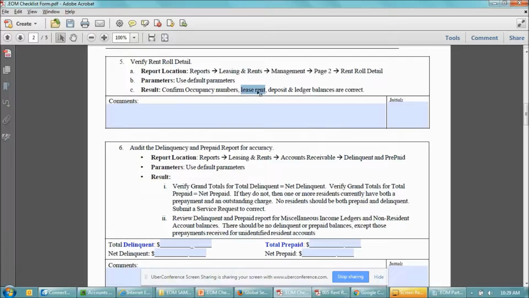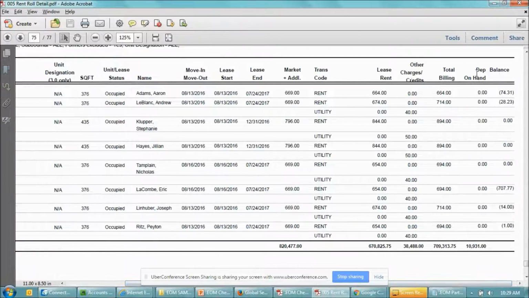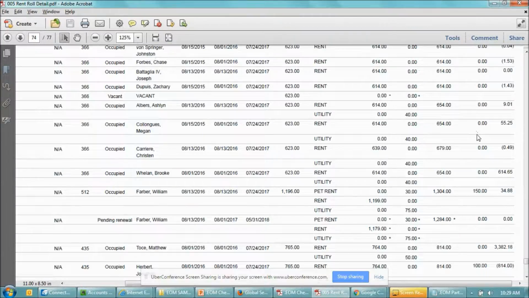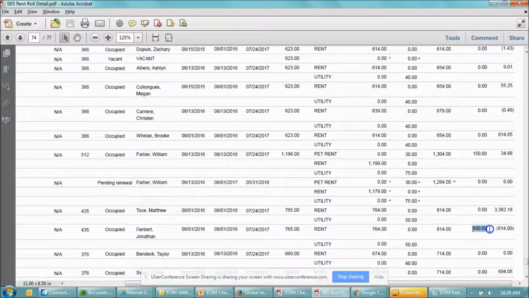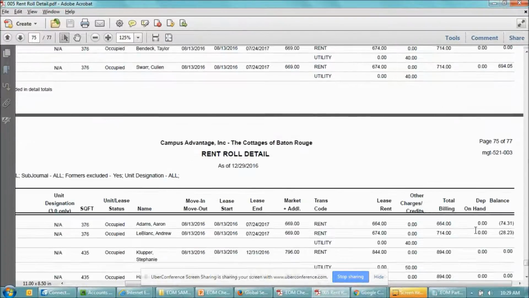And then after you've done that, you want to make sure the deposit and ledger balances are correct. And those are even more over to the right-hand side here. This is our deposit on hand. They have $10,000 of deposits on hand. How do we know if that's correct? We'll scroll through and check over the numbers individually and make sure that those are correct. So even this, if we are only charging $100 for security deposits and this person has 150, oh wait, it's a pet rent, so that's probably accurate. Okay, moving on. So that's just make sure everything is correct.